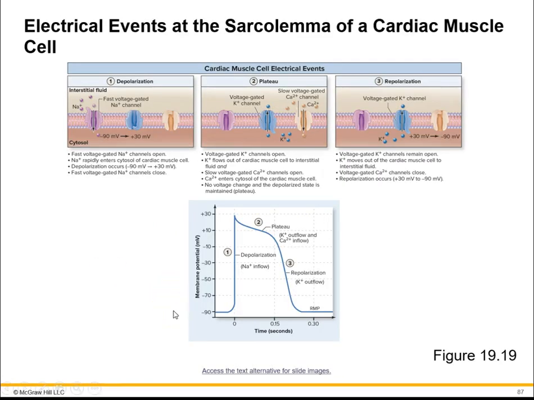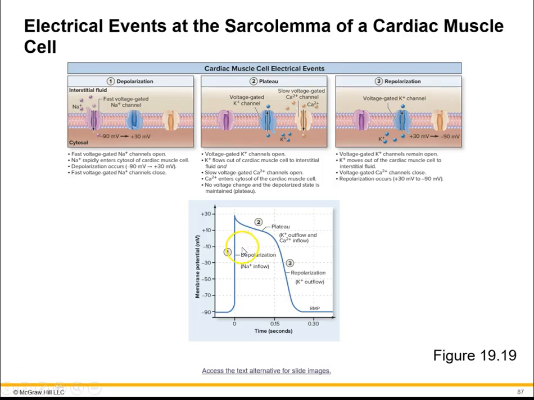All right, here it is represented graphically for you. So the first segment here is depolarization. So remember, those fast voltage-gated sodium channels are going to open, and sodium is going to rapidly enter the cardiac muscle cell. This is depolarization. We go from about negative 90 millivolts to about positive 30 millivolts. And at positive 30 millivolts, those voltage-gated sodium channels close, and voltage-gated potassium channels open.